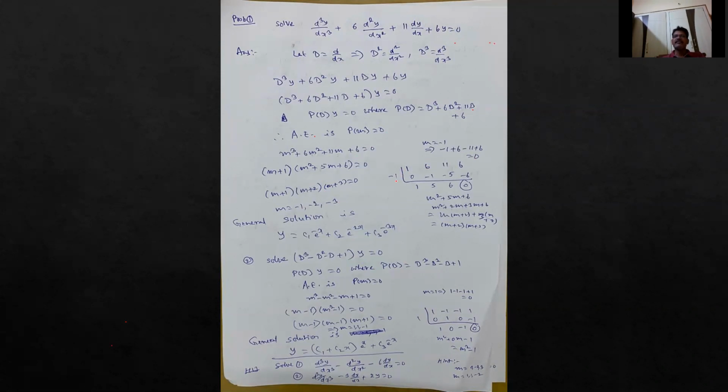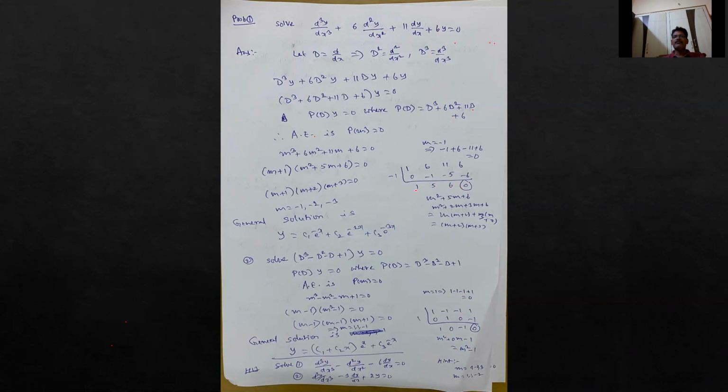How can we do this? Write minus 1 here. First, what is the coefficient of m cube? 1. Coefficient of m square, 6. Coefficient of m, 11, and the constant 6. So write 1, the coefficient of m cube, then the coefficient of m square, the coefficient of m, and the constant. First write 0. 1 plus 0 is 1. Minus 1 into 1 is minus 1. 6 minus 1 is 5. Minus 1 into 5 is minus 5. 11 minus 5 is 6. Minus 1 into 6 is minus 6. 6 minus 6 is 0.